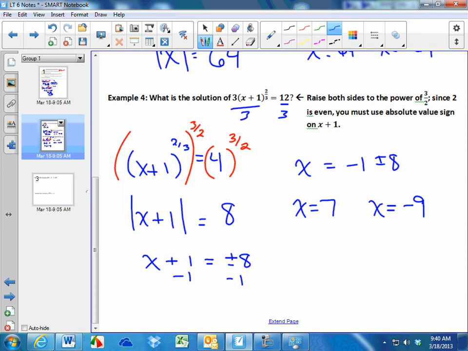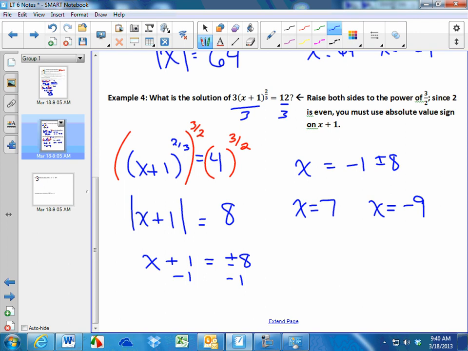Now let's check the negative 9. We can do this first part in our head. What's negative 9 plus 1? Negative 8. So type in 3 times parentheses negative 8. And then put your exponent 2/3. When you hit enter, do you see 12 again? Mine says 12. Does yours not say 12?